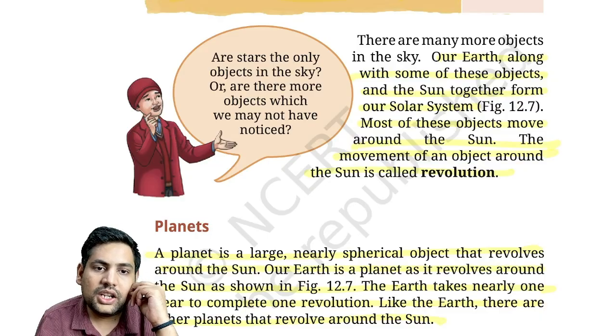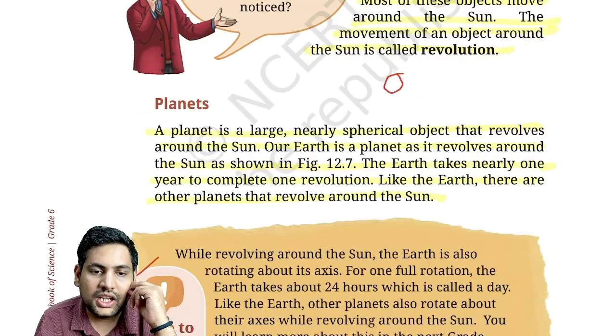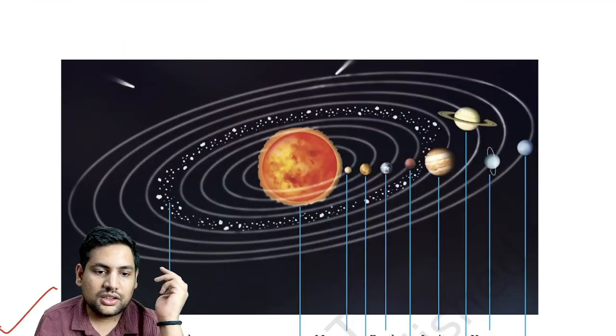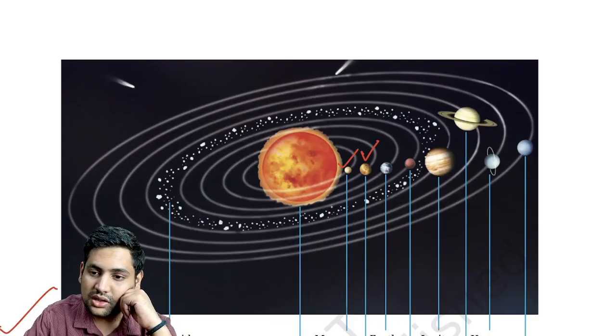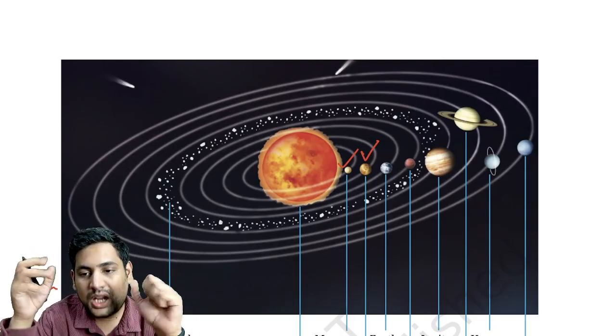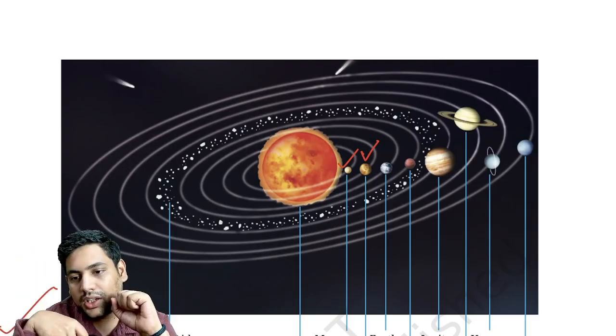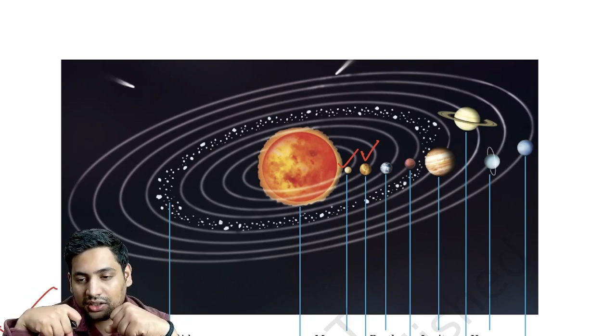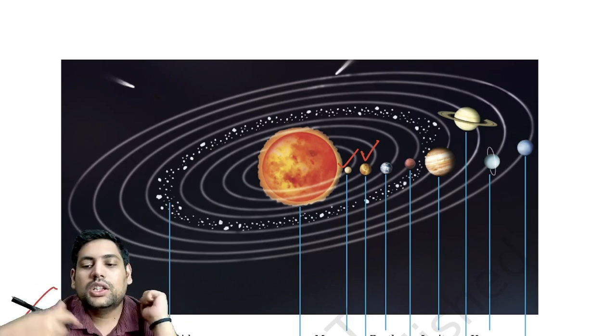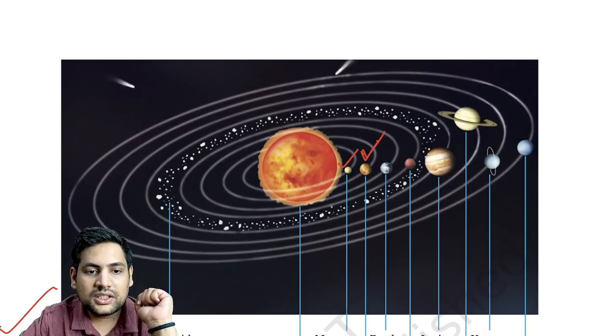It says our Earth along with some of these objects and the Sun together form the solar system. Correct? The Sun and everything rotating around it. This is Sun. This is Mercury, the first planet. Then Venus. Venus is actually the second planet, but the hottest. Because of its mass, Venus has a very strong atmosphere, and the atmosphere traps heat. So it traps much more heat than Mercury itself. That's why Venus is the hottest planet.